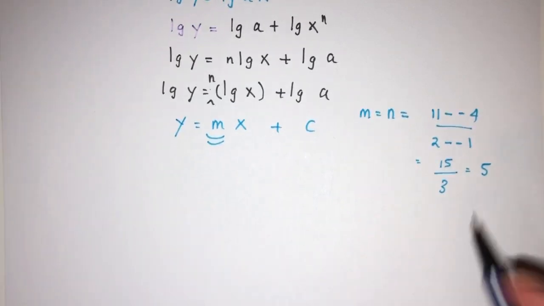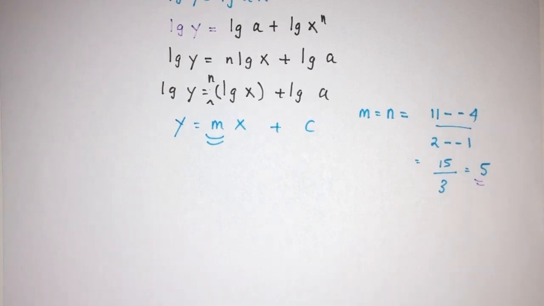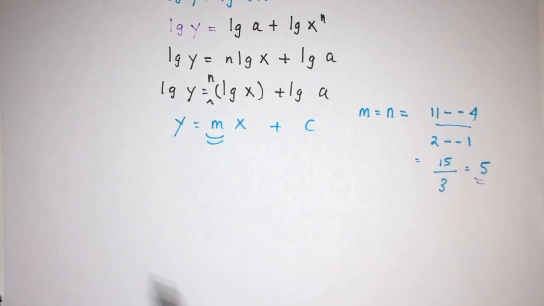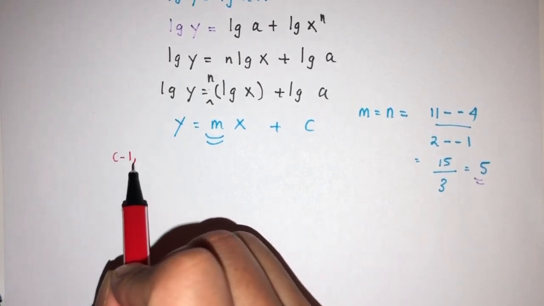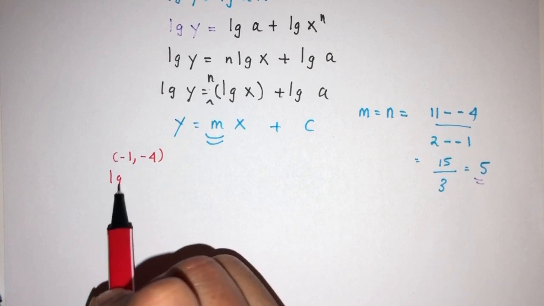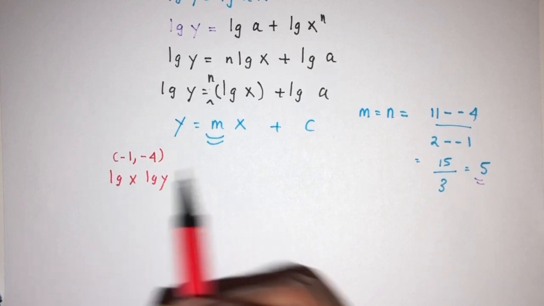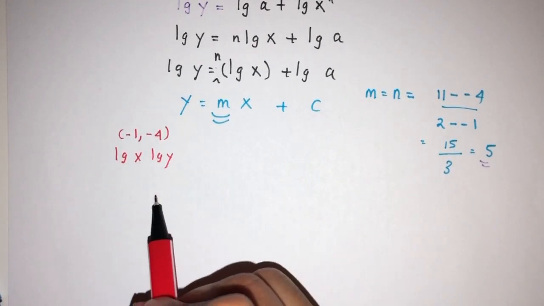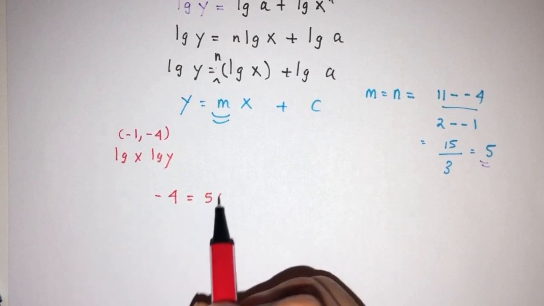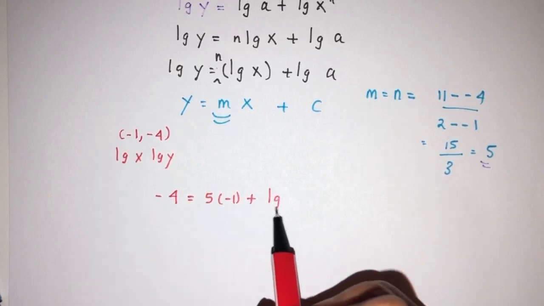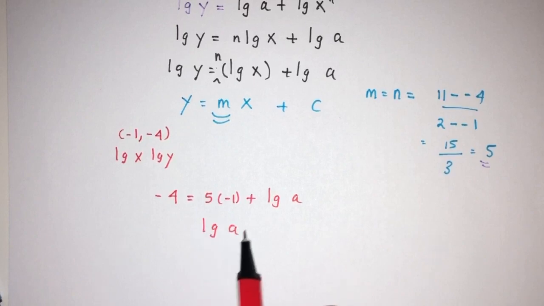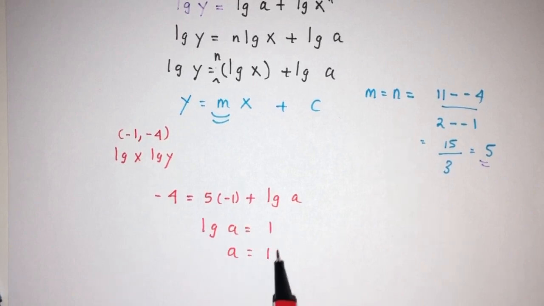Now moving on, let's find the value of a, right? So a will be what? Let's see. Replace back in your equation. Just use a passing point that we can use. This will be log of x, and that will be log of y. Replace in this one, you will have minus 4 equal to 5 times minus 1 plus log of a. So log of a, that will be the value of 1. A has to be 10.